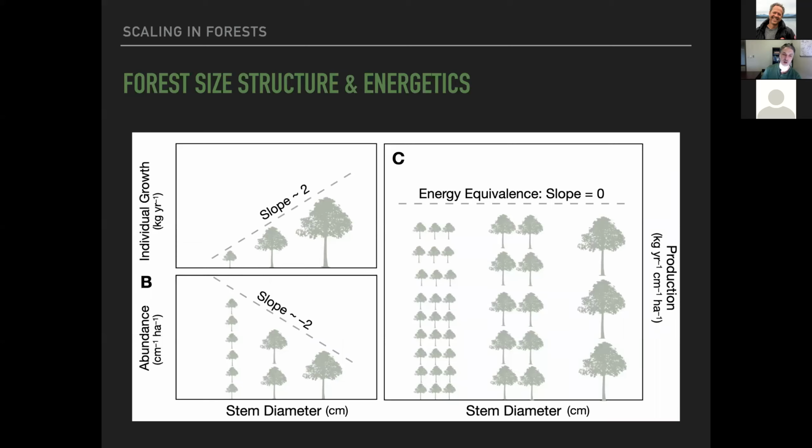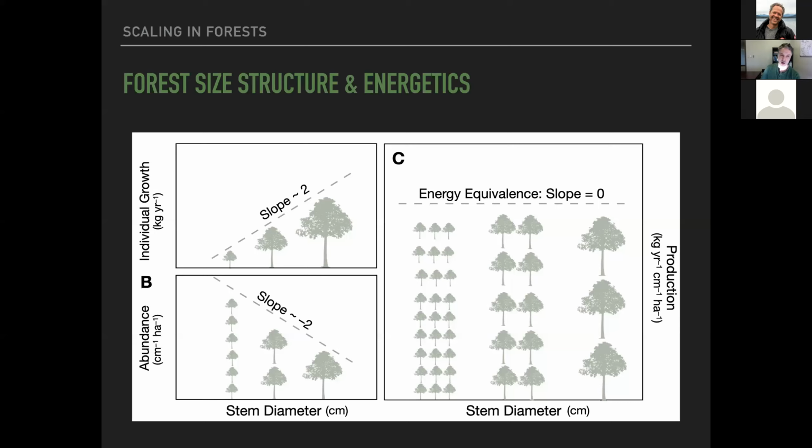And so a slope of 2 on a log axis means for a 10-fold increase in stem diameter, you're getting a 100-fold increase in growth rate or a 100-fold decline in how abundant you are per hectare, per size class, so per centimeter. So if we added up all the individuals in a hectare between 1 and 2 centimeters, or 10 and 11 centimeters diameter at breast height, or 100 and 101, there's this consistent shift in abundance.